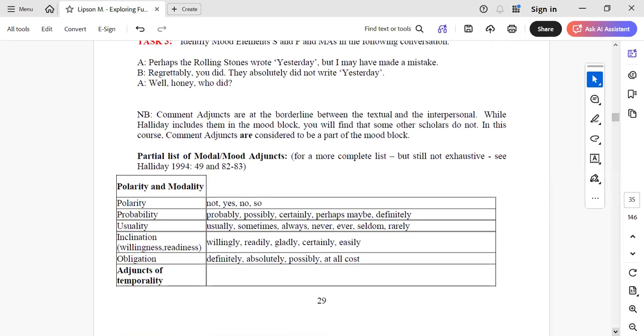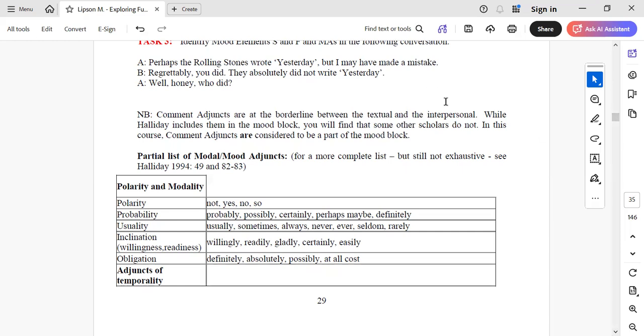Now, a partial list of modal and mood adjuncts. For a more complete list, but still not exhaustive, see Halliday's list. Polarity. Polarity is what? Not, yes, no, so. What does that mean? What is polarity? Opposite poles, right? Negative and positive? Yes or no? Okay.